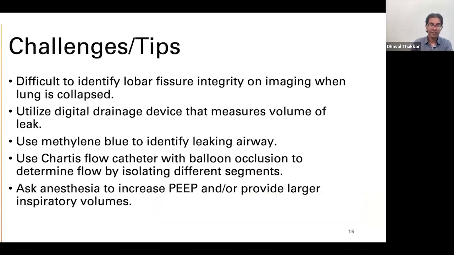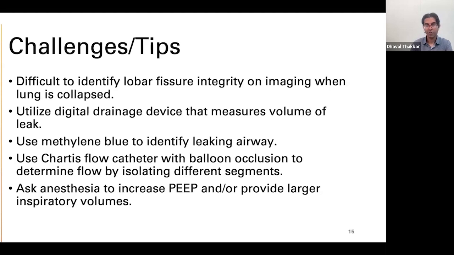In order to identify the lobar fissures, you really need a good CT scan where the lung is up, which is usually very challenging in these patients because the lung is collapsed. So you can't really identify the lobar fissure, or which lobe you may be able to target, especially if you don't see an obvious defect in the lung parenchyma. That can pose a significant challenge when you're thinking about valve placement. What you can use are digital drainage devices that give you a volume measurement and a rate of leak. That can sometimes be really helpful.